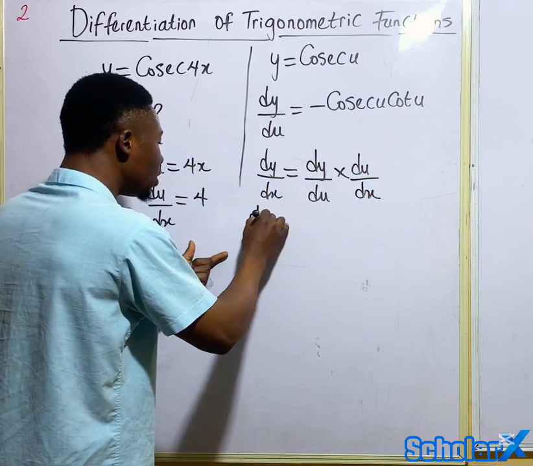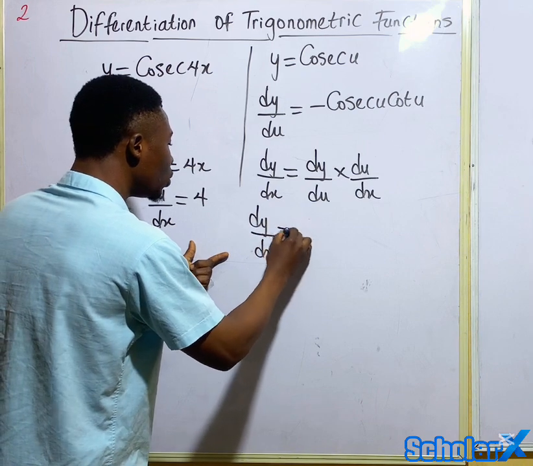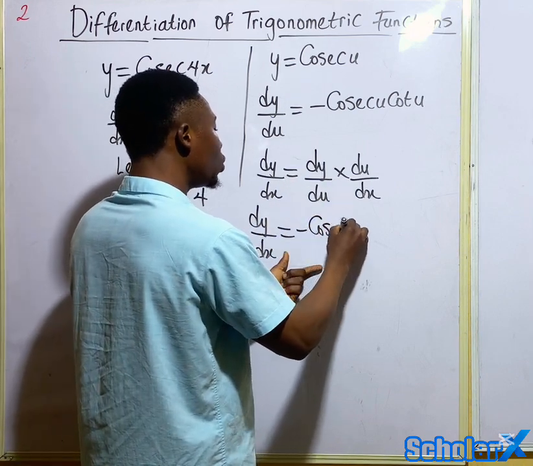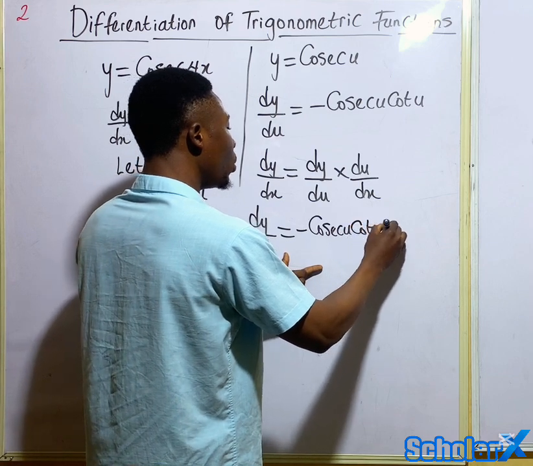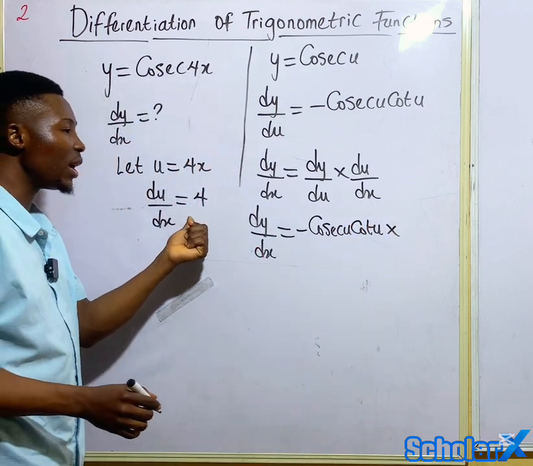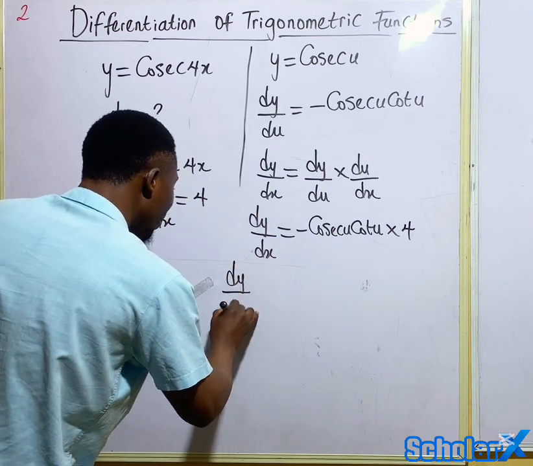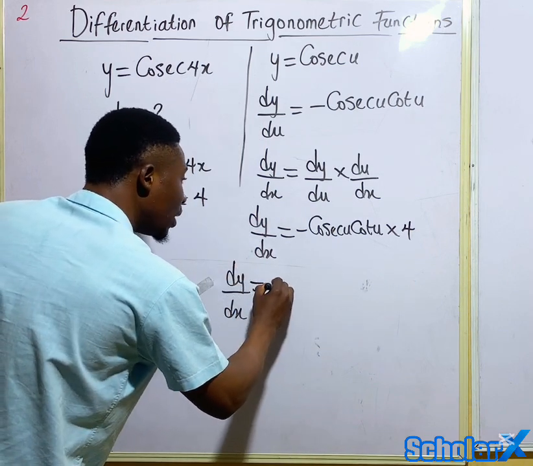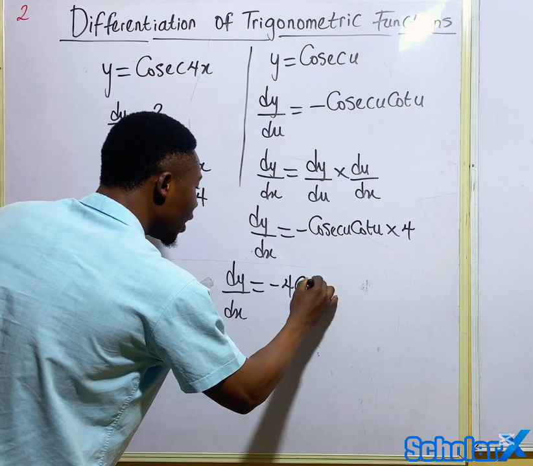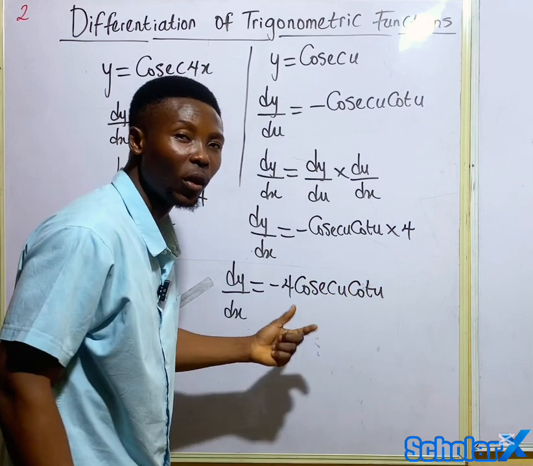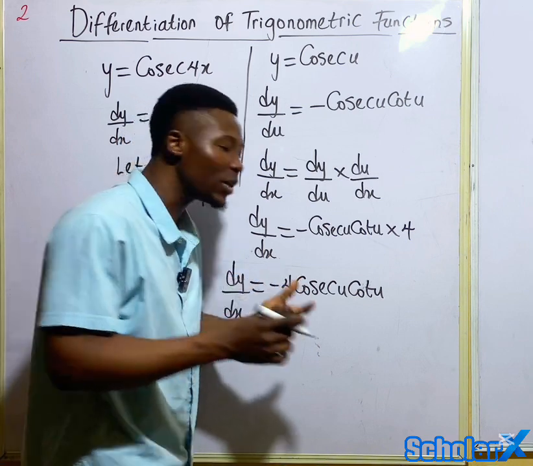So this becomes dy/dx is equal to what? What's your dy/du? Minus cosec u cot u multiplied by, what is your du/dx? Which is 4. So multiplying this together, you have that your dy/dx equals minus 4 cosec u cot u. Alright? But you have to remember something.